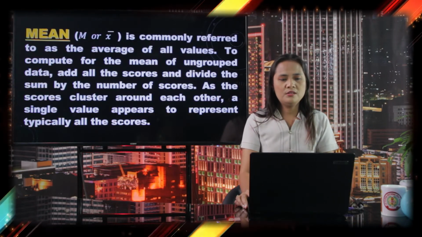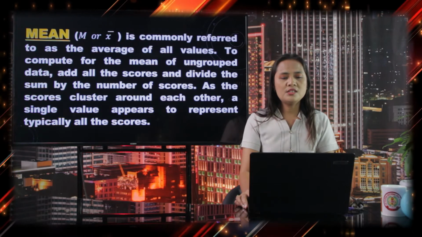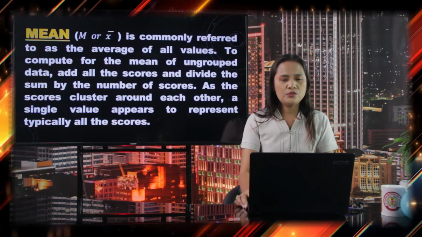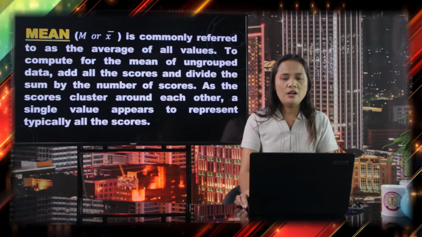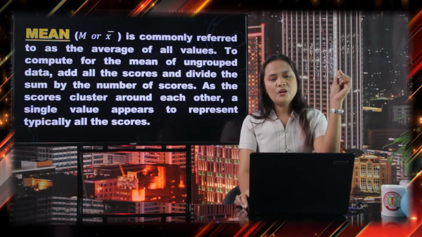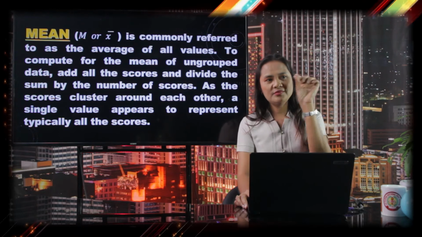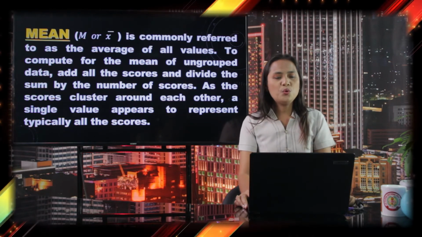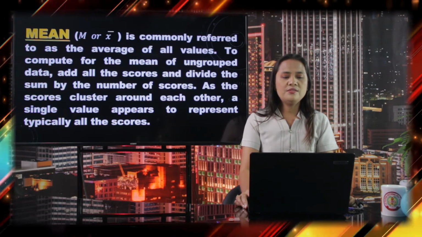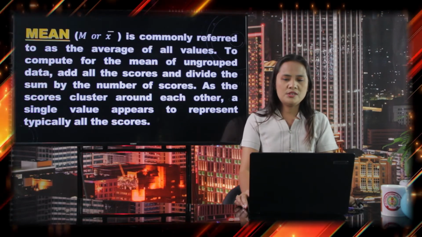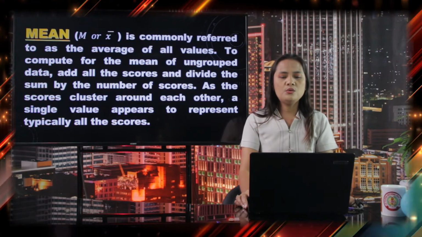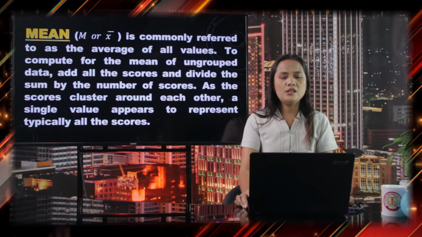First, we have mean. Mean is commonly referred to as the average of all the values. So we have the symbol of mean, capital letter M, or X bar, and X bar has a bar on top, like a line. Then, to compute for the mean of ungrouped data, add all the scores and divide the sum by the number of scores. As the scores cluster around each other, a single value appears to represent typically all the scores.